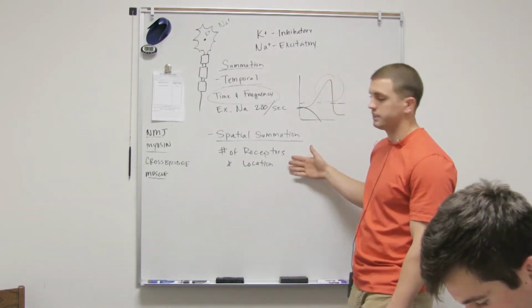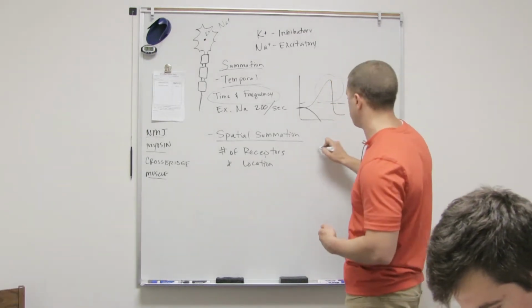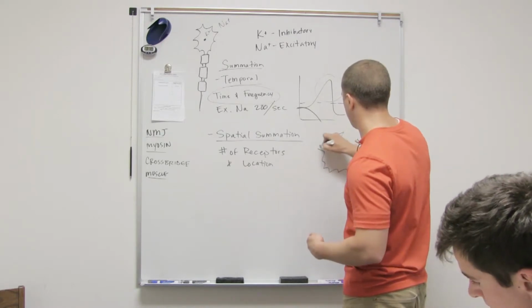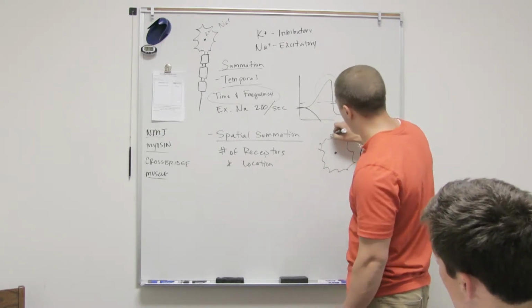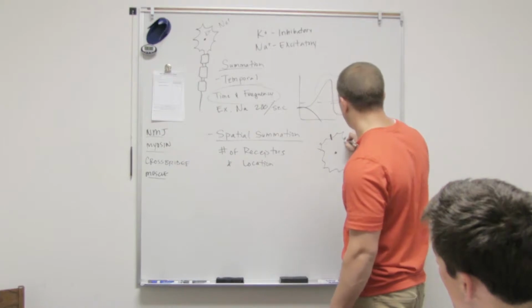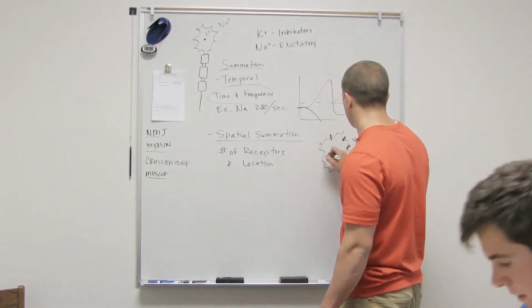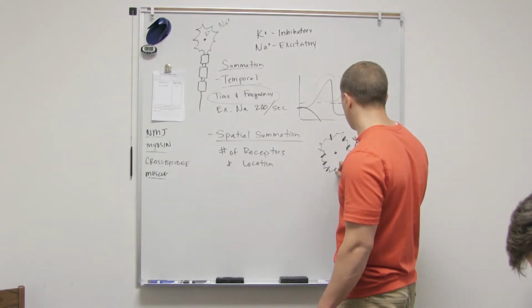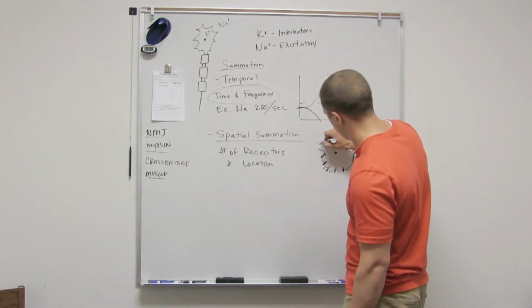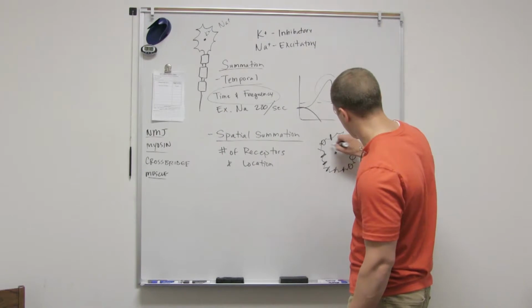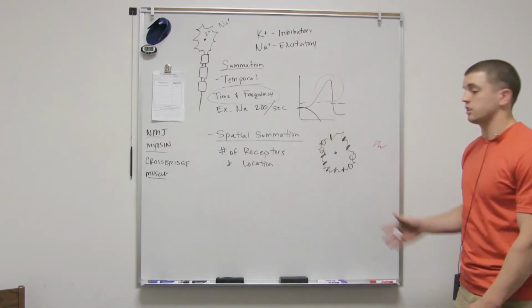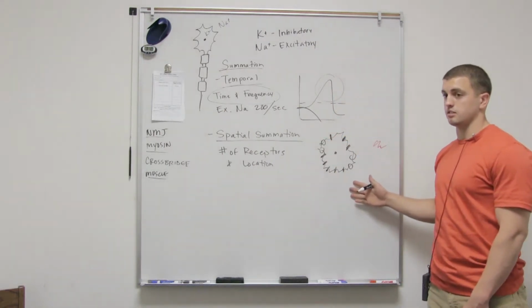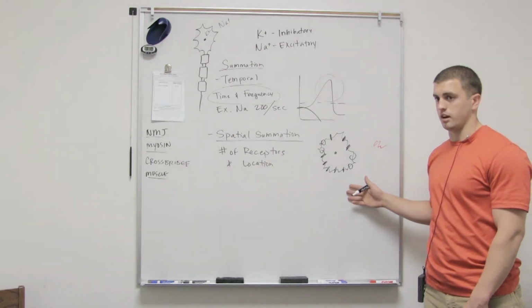So, number of receptors and locations. So we could talk about it on the soma. If you have a whole bunch of these receptors, and then you have these other receptors, we can say that there's a good chance it's going to win by spatial summation because there's a whole bunch of channels for them to come through, right?